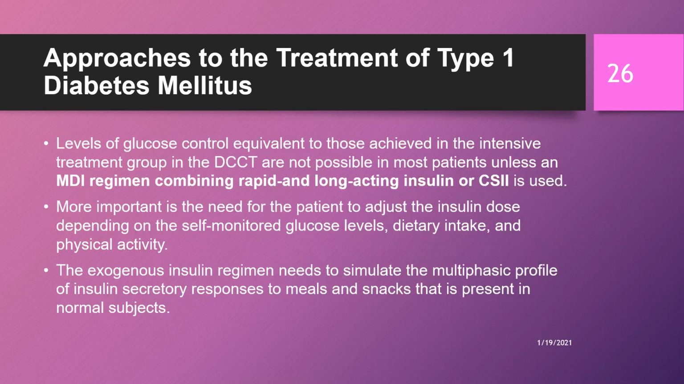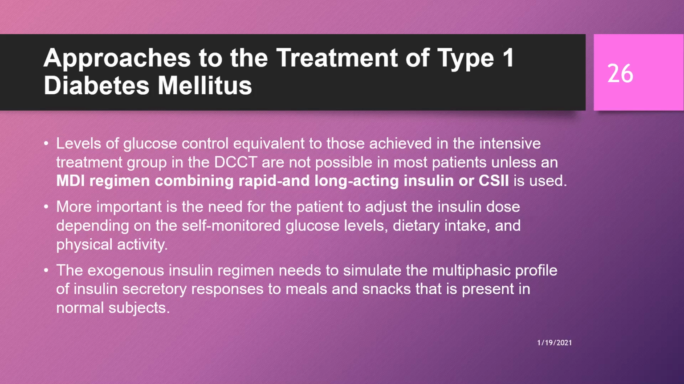Now, coming to the approaches to the treatment of type 1 diabetes, how you are going to start. Now we've learned what the different types of insulins are, what their actions are, and their pros and cons. So now we are dealing with the patient practically, how we have to give these insulin types. Coming to type 1 diabetes first.